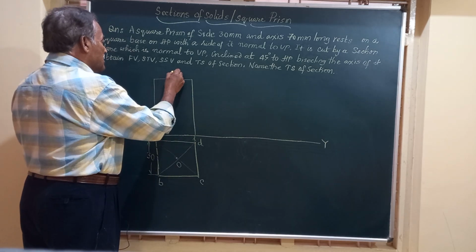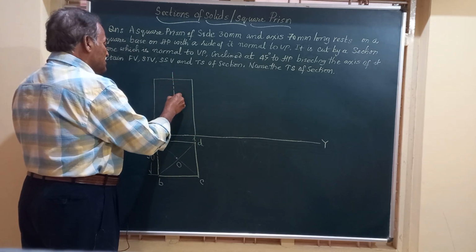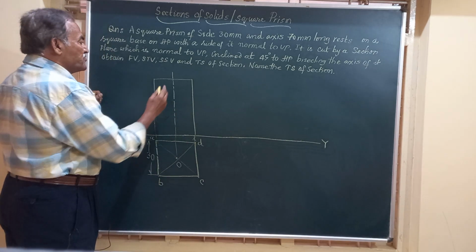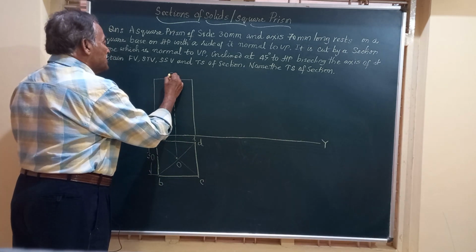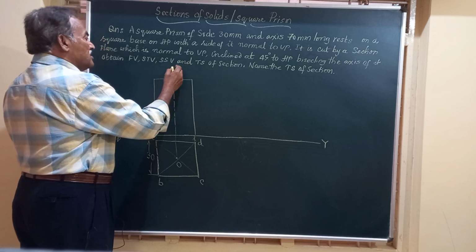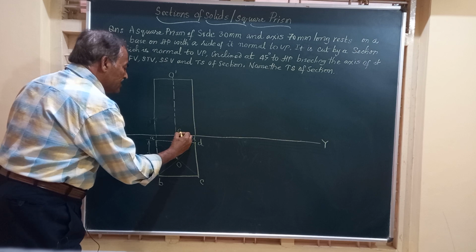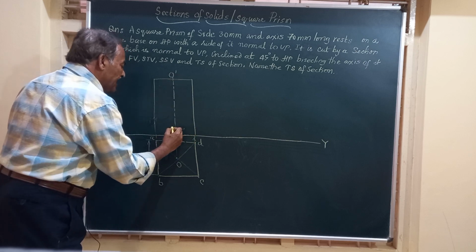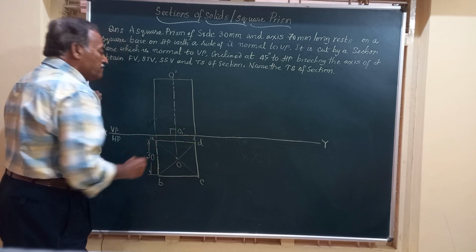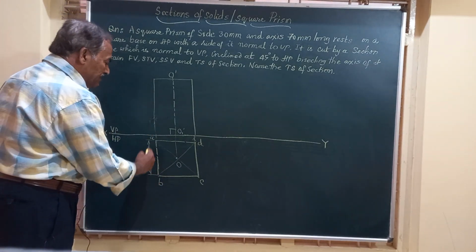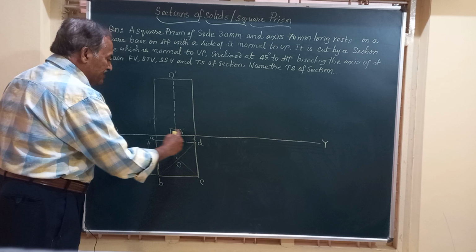And let us mark the center of the top and bottom faces of the solid. So friends, we can call the center of the top face as O dash, that of the bottom as O1 dash. This is the axis O dash, O1 dash, which is normal to HP. Friends, let me name these. So naming is very, very important.